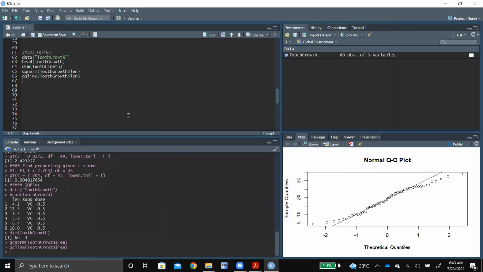So using this QQ plot, we can find if a given variable is normally distributed or not.